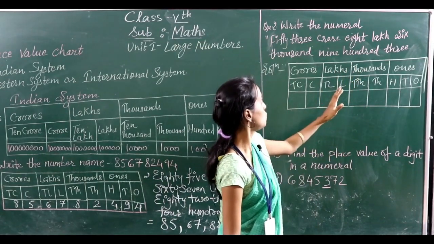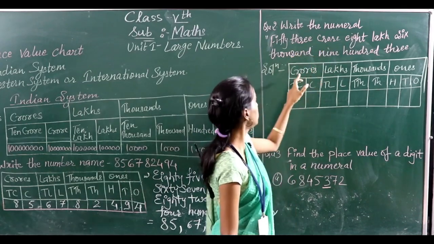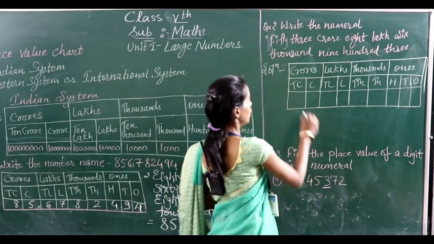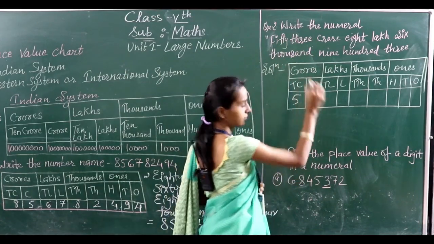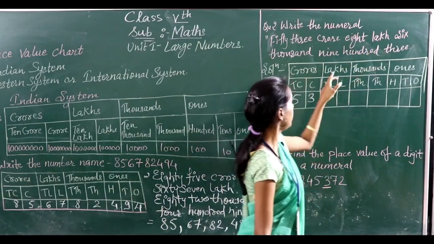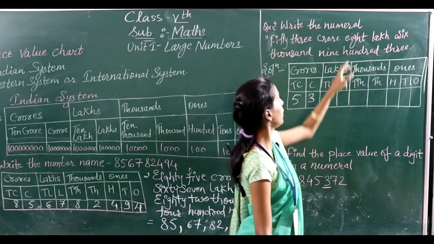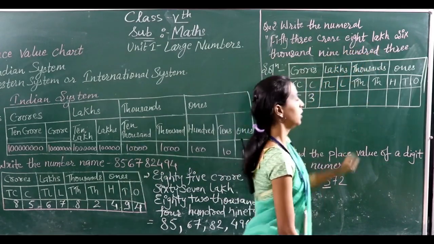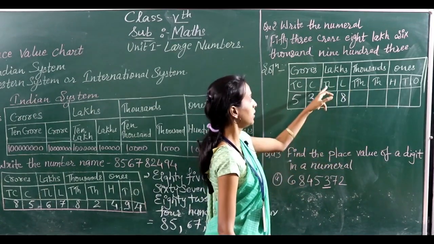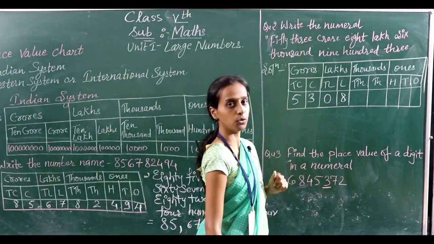In the Indian system chart, we see here it is 53 crore. In the crores column there are two places and the number given is 53, so we write 53 here. Next is 8 lakh. In lakhs there are two columns, ten lakhs and lakhs, but we have been given 8 lakhs, so in the lakhs column we write 8. In the ten lakhs column we write 0, because no number is given.